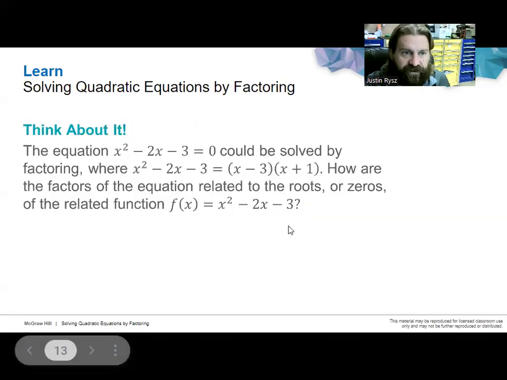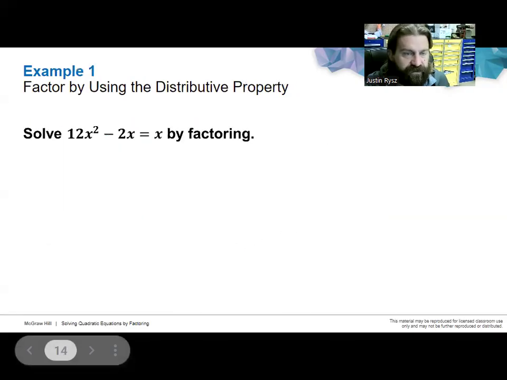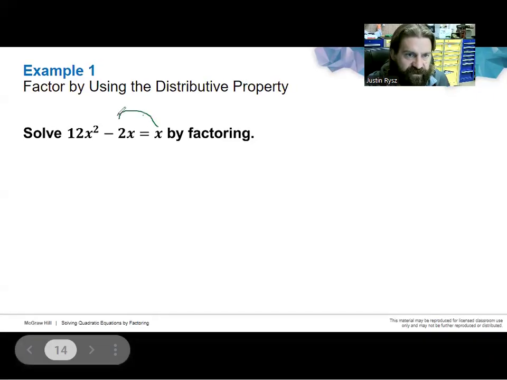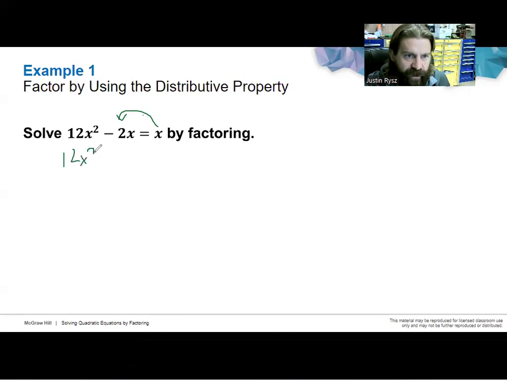And so, yeah, let's go through some examples with this. The first thing we have to do is make the problem equal to 0, so we're going to subtract this over here. We'll minus the x, and we get 12x squared minus 3x equals 0.